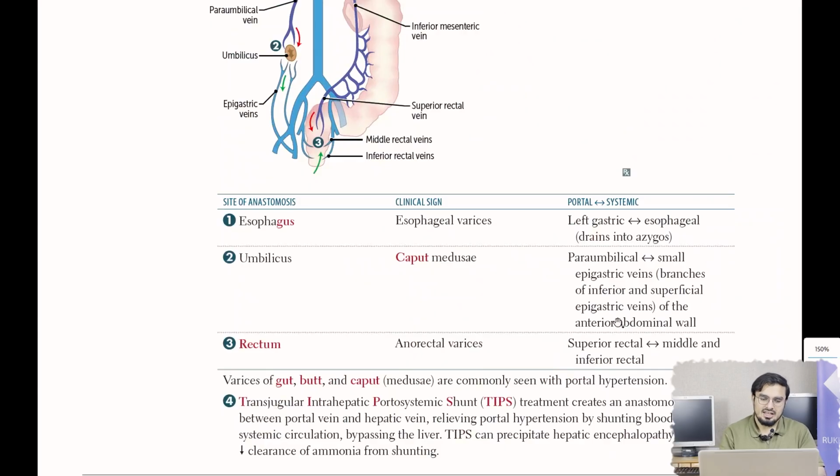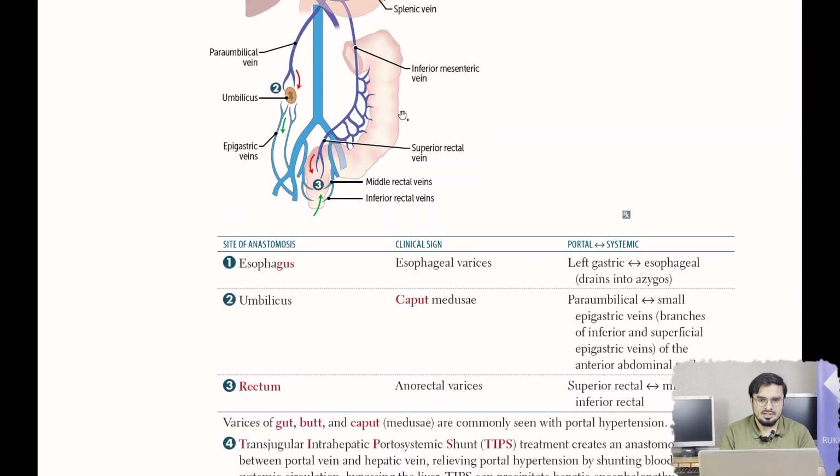The next area that is important in terms of portosystemic shunting is the rectal area. Here you can see how the superior rectal vein is a part of the portal system.